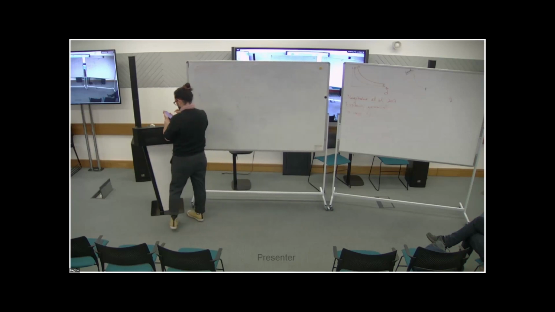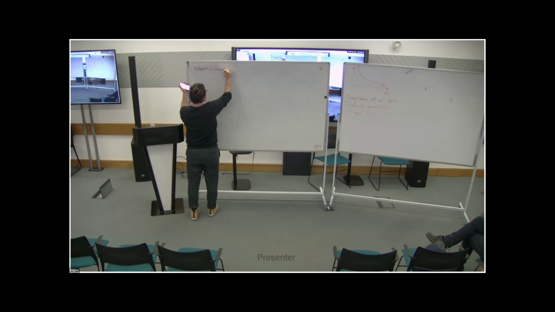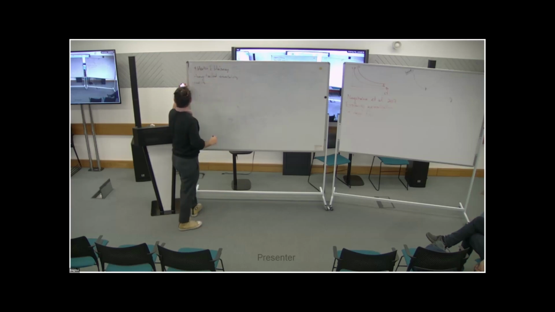Let me write down the name of the paper. Martin and Mahoney, Levy universality predicts. Should I write down the whole title? Maybe yes. It's very long, so if you want to search for it, you can just type this part. It is from 2020.